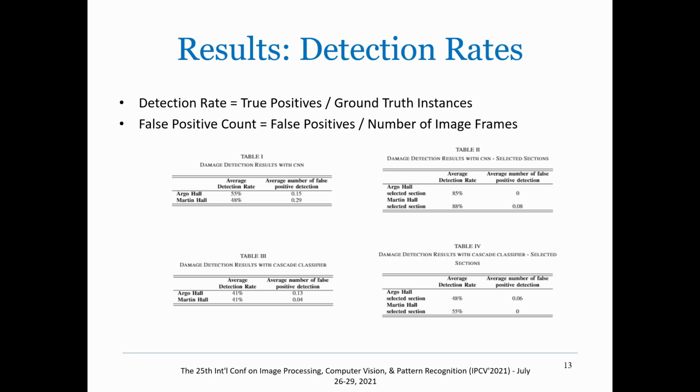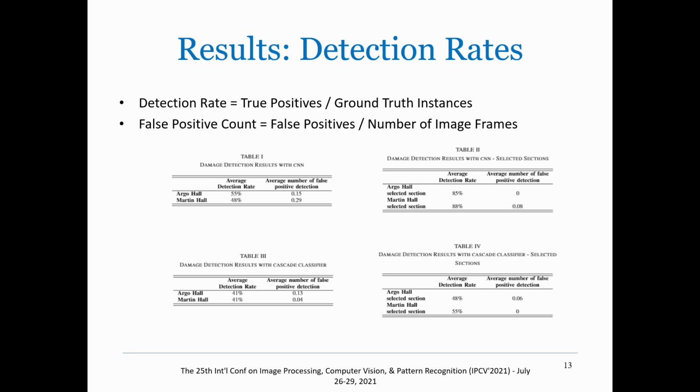On to the Cascade classifier. The average detection rate for Argo Hall video was 41%, and for the Martin Hall video it was 41% as well. The average number of false positive detections for the Argo Hall video was 0.13, and for the Martin Hall video it was 0.04.